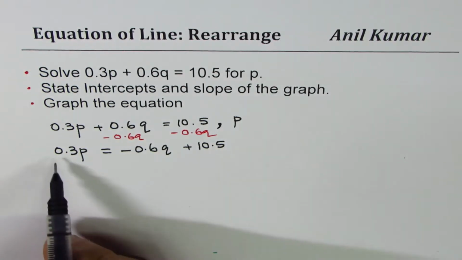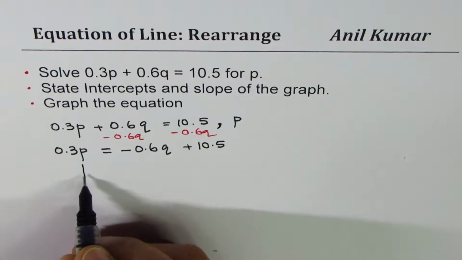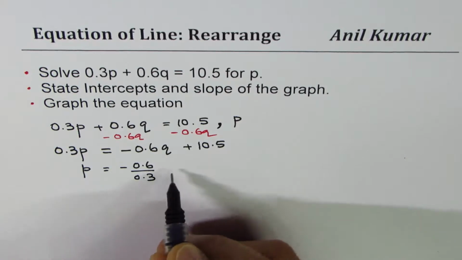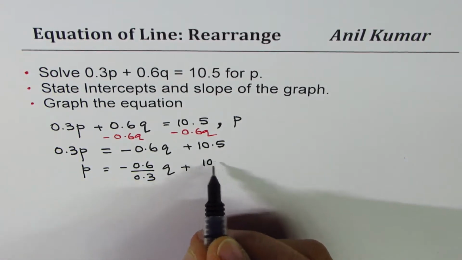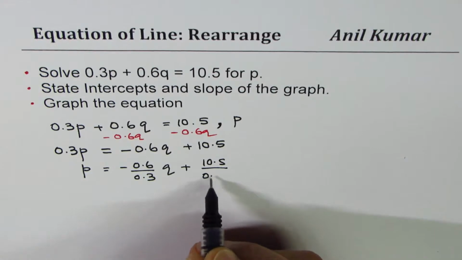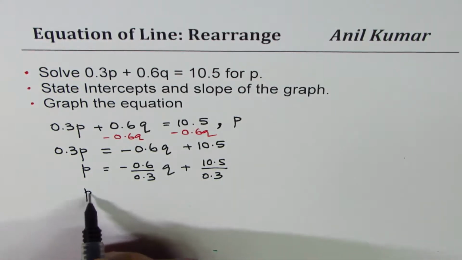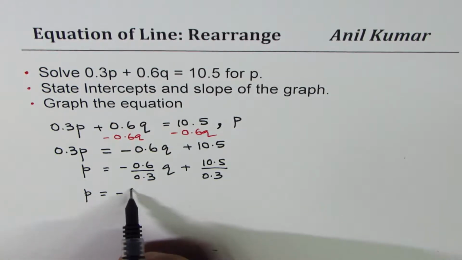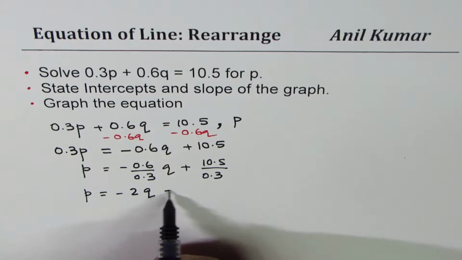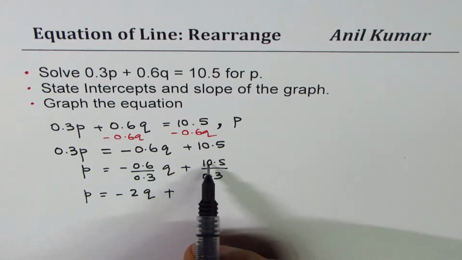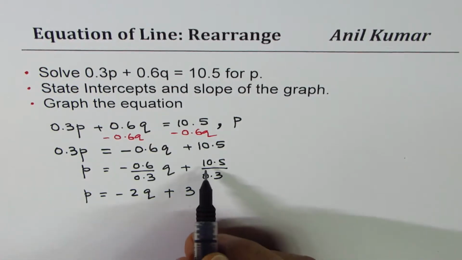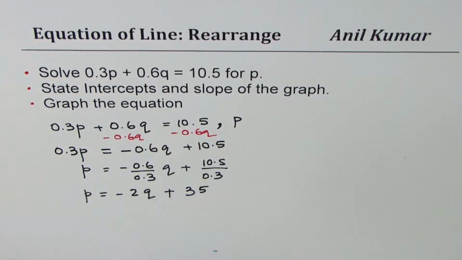Now we should divide by 0.3 to isolate p. So p equals minus 0.6 divided by 0.3 q plus 10.5 divided by 0.3, correct? So when you divide you get negative, of course, and this is 6 divided by 3, which is 2, so we get 2q, plus we could treat this as 105 divided by 3. Does that make sense to you? 3 times 3 is 9, 15, 5. So we get 35 here. You could also use calculators.